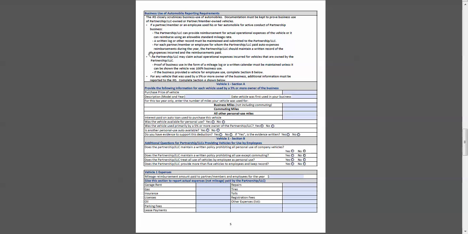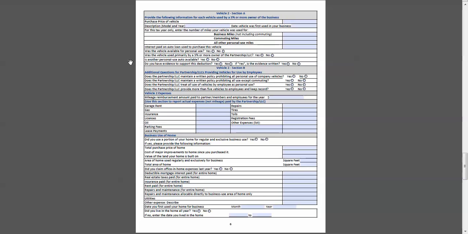Pages 5 and 6 are the beginning of the vehicle worksheets. Be sure to read the bullet points listed here and then complete the section if you used a vehicle or vehicles for business purposes. Be sure to complete each field and answer each question in this section.